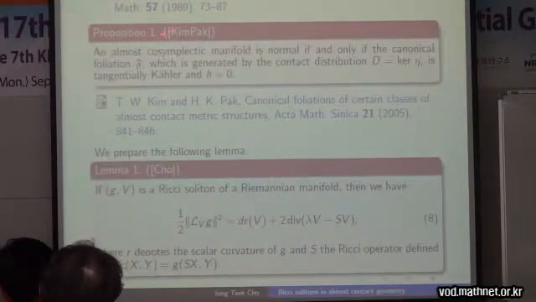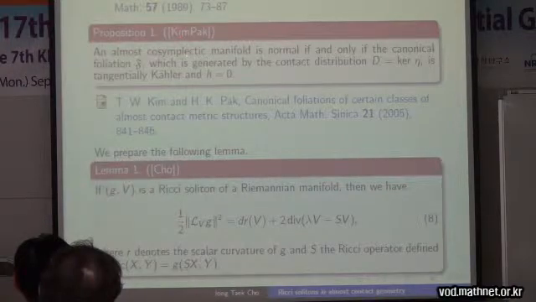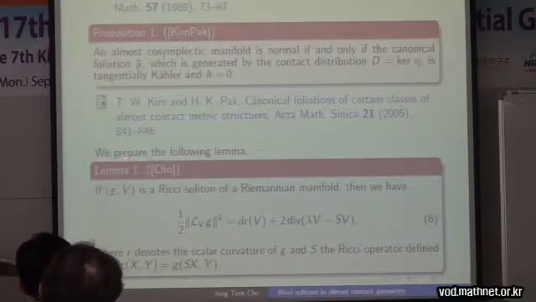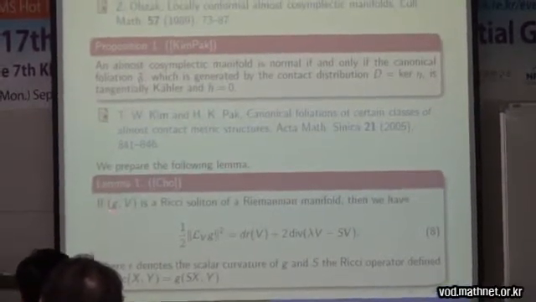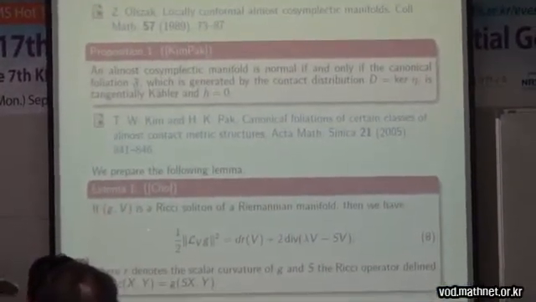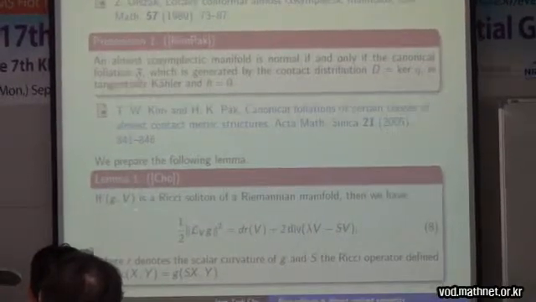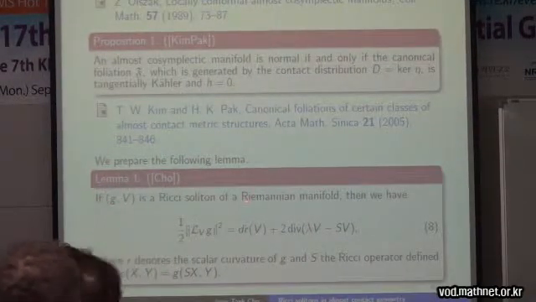So Olszak's paper, and Kim and Hong-Kyung Park and Kim's result: an almost cosymplectic manifold is normal if and only if the canonical foliation, which is generated by the contact distribution D, is tangentially scalar and h vanishes. Now we prepare the following lemma, for a general Ricci soliton over a Riemannian manifold.